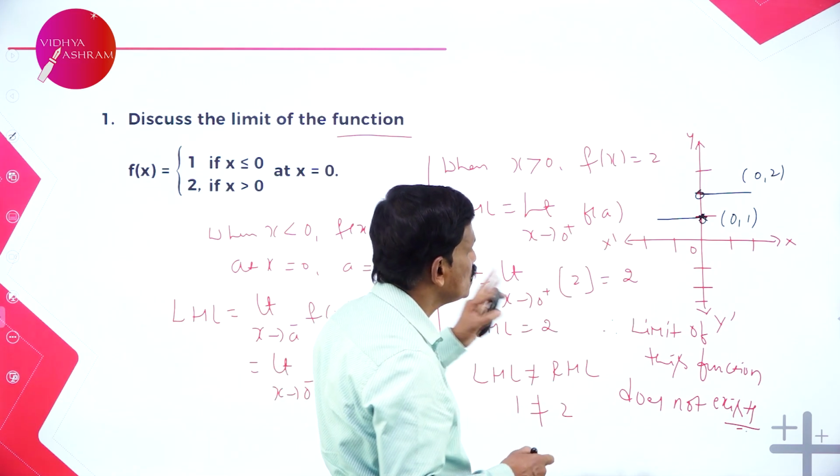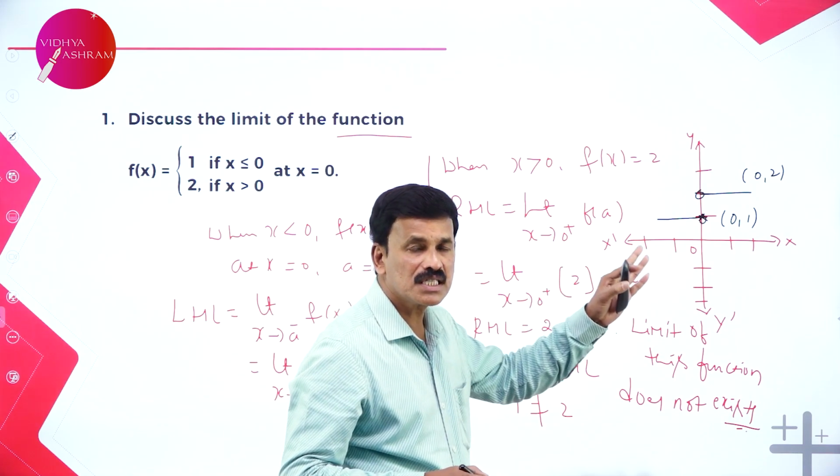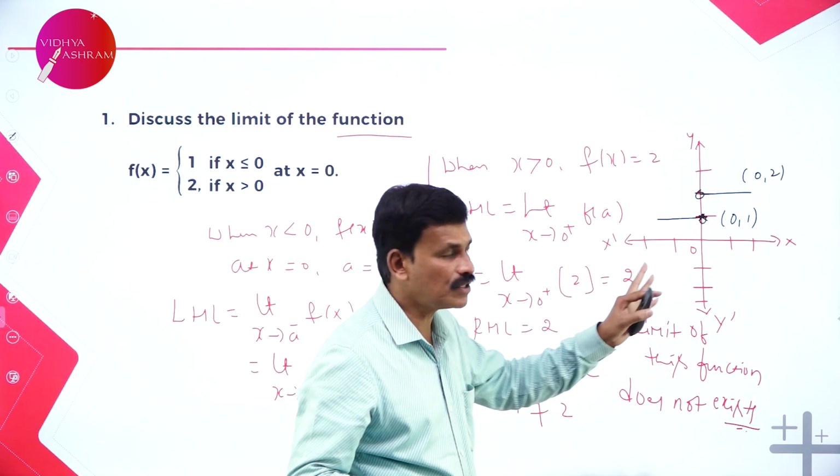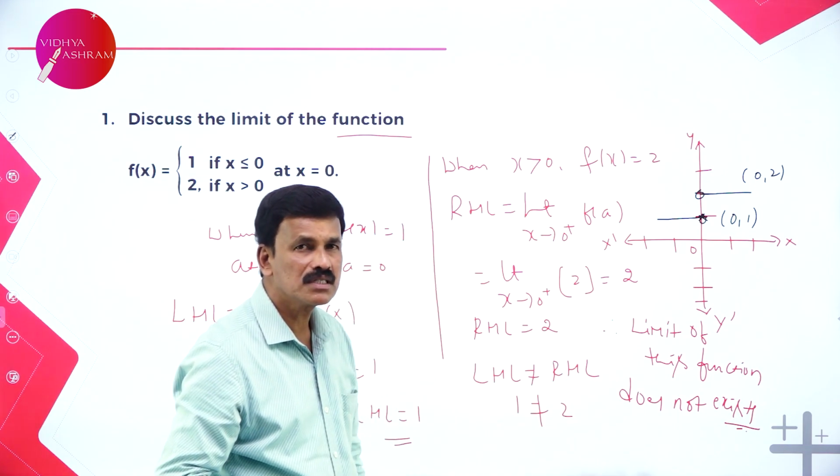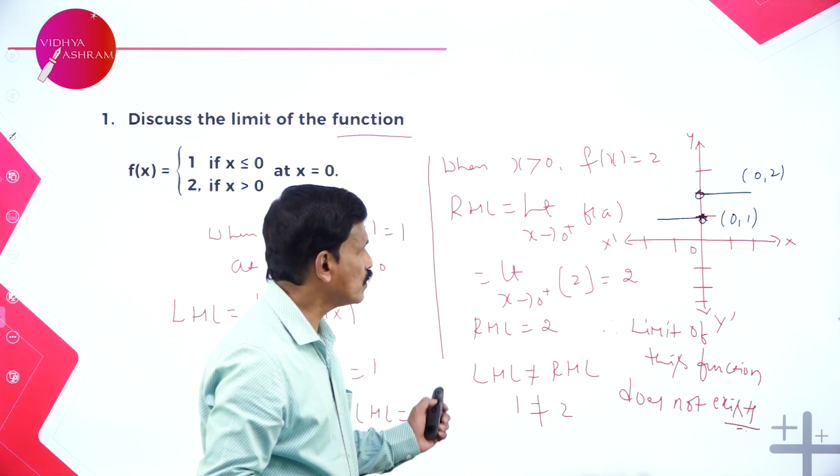So here the left hand limit and the right hand limit are not equal. So from the graph itself we can say the limit of this function does not exist. Now move on to the next problem.